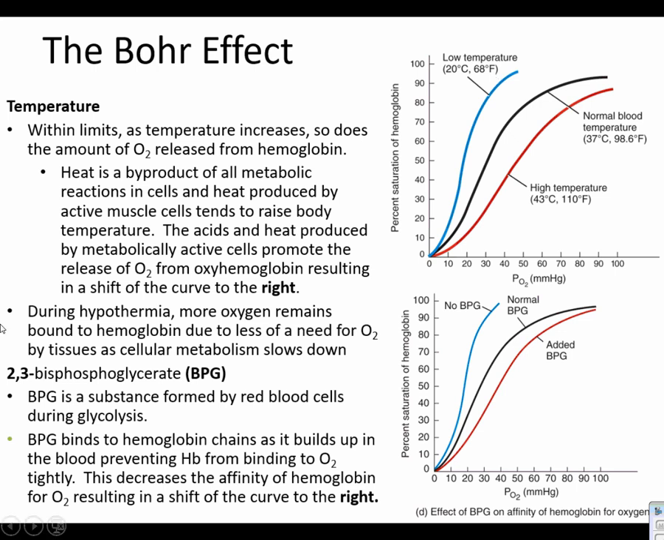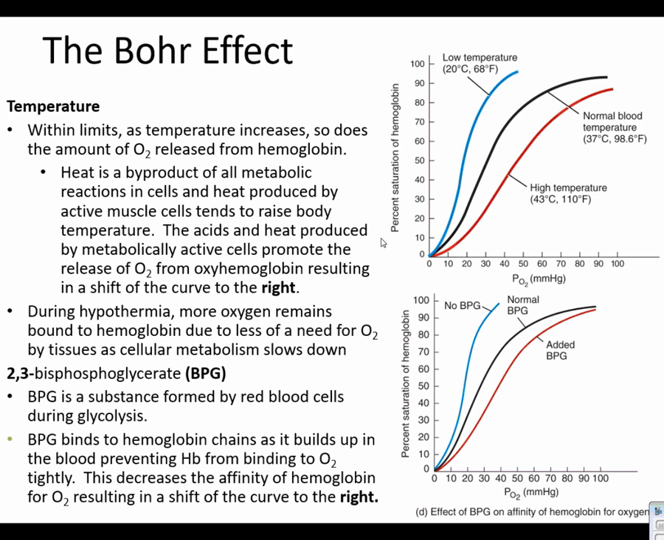And then the last thing here is BPG, a chemical also known as 2,3-BPG. It's a chemical that's produced by our red blood cells during glycolysis. If it is increased, it will bind to hemoglobin as it builds up, and then that prevents hemoglobin from binding to oxygen, so that decreases affinity. So it's just the same thing as an increase in body temperature, or a decrease in pH, or an increase in CO2. It means that there's less loading and more unloading.